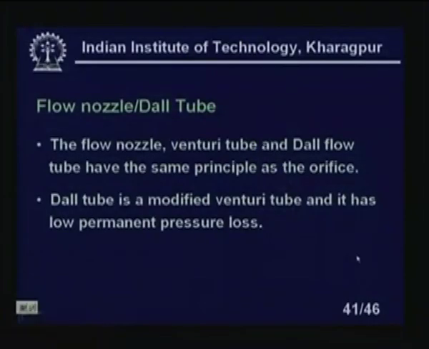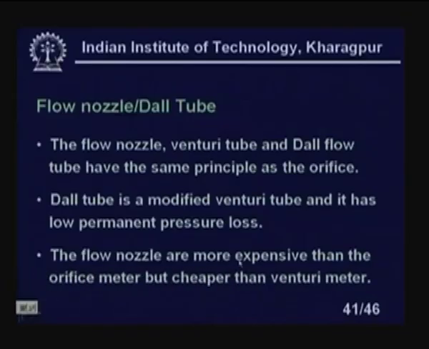The dall tube is a modified venturi tube, and it has a low permanent pressure loss. Not as low as the venturi tube, but it has a low permanent pressure loss. The flow nozzle is more expensive than the orifice meter, but cheaper than the venturi meter. Venturi is the most expensive, as you know.